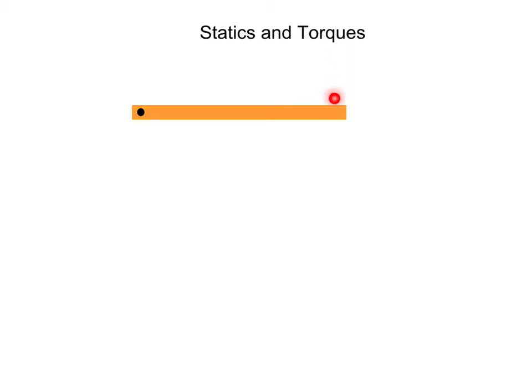Now, if I apply a force here, for example, it's going to do two things. It's going to try to rotate that object. It's also going to try to move the object down that way. Now, the pivotal point is fixed, so it prevents any motion that way. So what that pivotal point is essentially doing is providing a force in the opposite direction to stop that object from moving down.